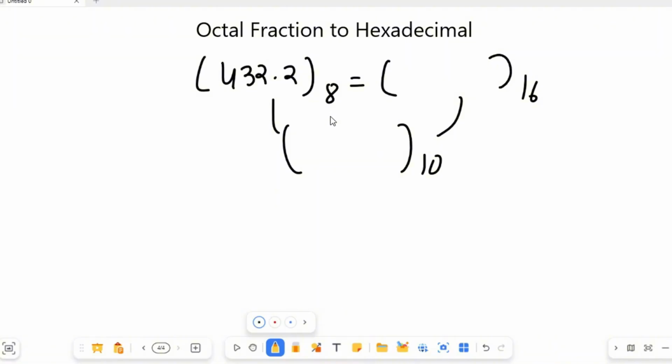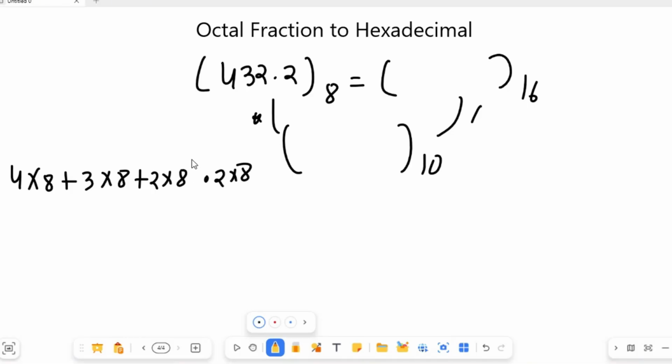Any number, if you want to convert to decimal, then what we have to do? Multiply. And decimal to any number we need to divide. So here we have 432. So 4 into 8 plus 3 into 8 plus 2 into 8, point 2 into 8. Okay, so before the decimal 8 ka power 0, 8 ka power 1, 8 ka power 2, and here 8 ka power minus 1. So it will become 8 square 64. 64 into 4, that is 256, plus 24, plus 2 ones are 2.